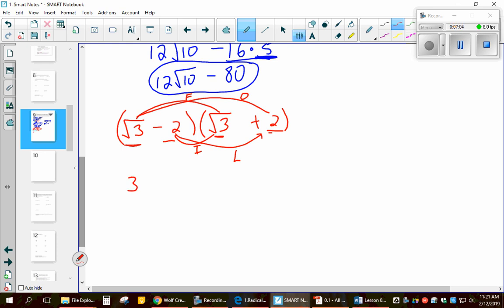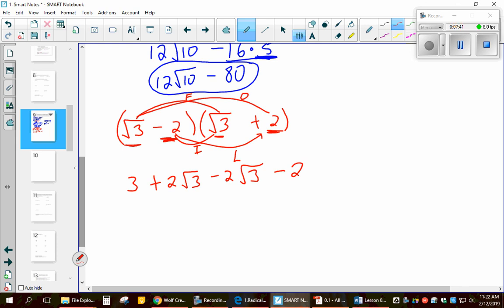And then root 3 times 2. I can't really multiply those, right? They're different, one's a coefficient and one's a root. So all I can do is say that's 2 root 3. And then on to my inside. So now I've got negative 2 times root 3, which is negative 2 root 3. And then finally, the last: negative 2 times positive 2 would be negative 2.